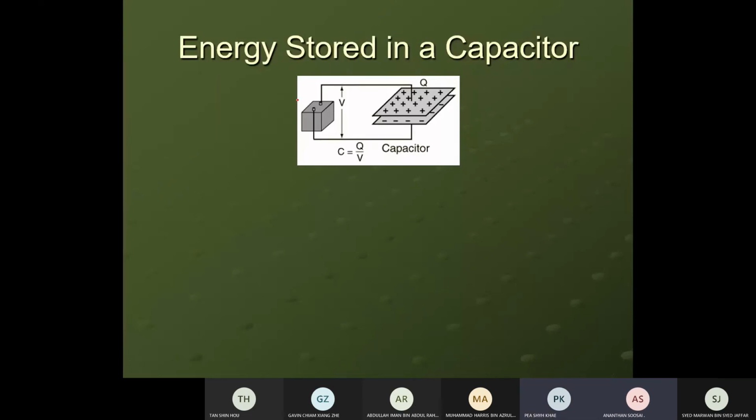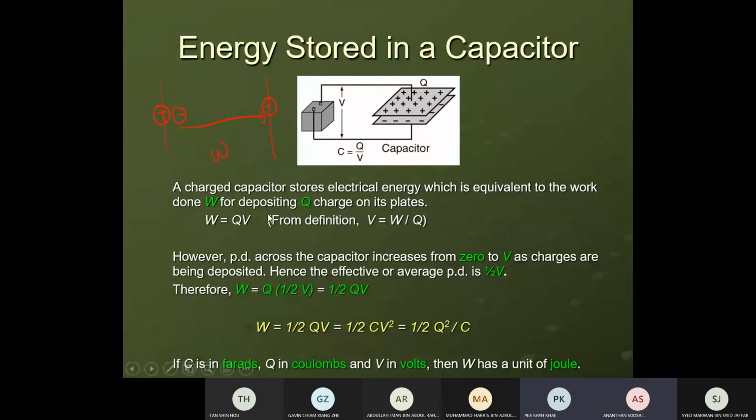For example, let's say you have a positive and a negative charge together. You bring the negative further away. Work is done by you. The amount of work done to separate the charges is stored as energy in the capacitor. Please put in your notes. What causes energy stored in the capacitor? By doing work to separate the charges. That work is stored as energy in the capacitor. So a charged capacitor stores electrical energy equivalent to the work done.